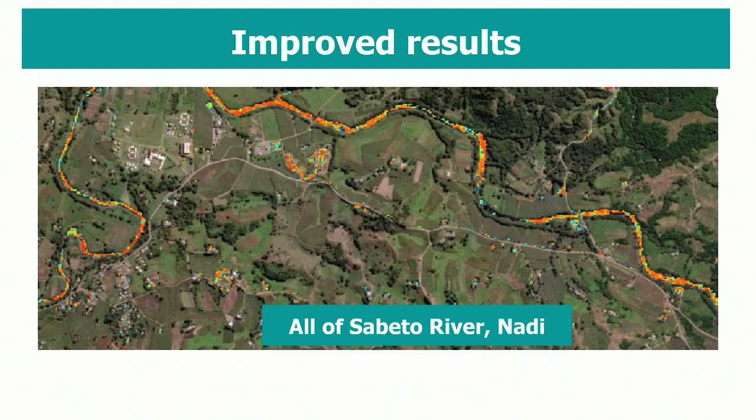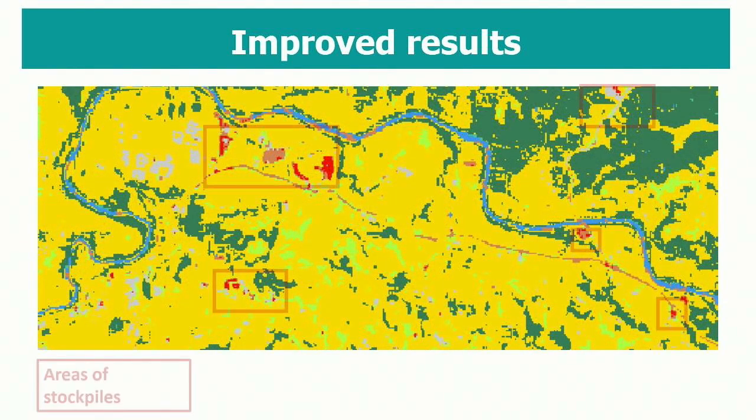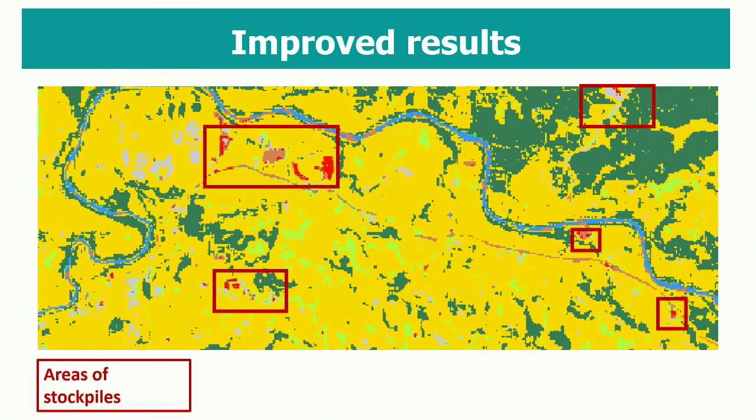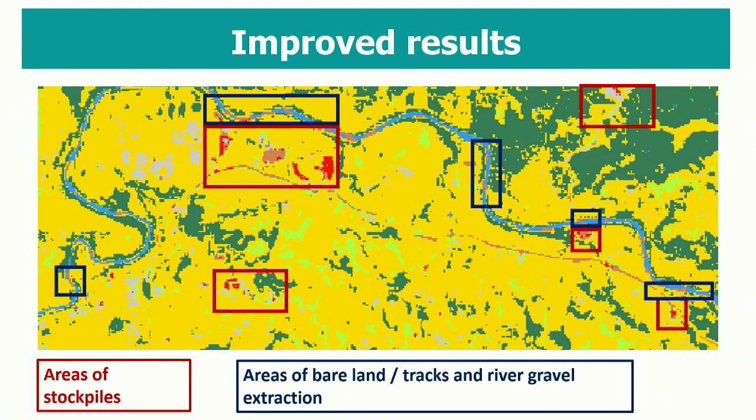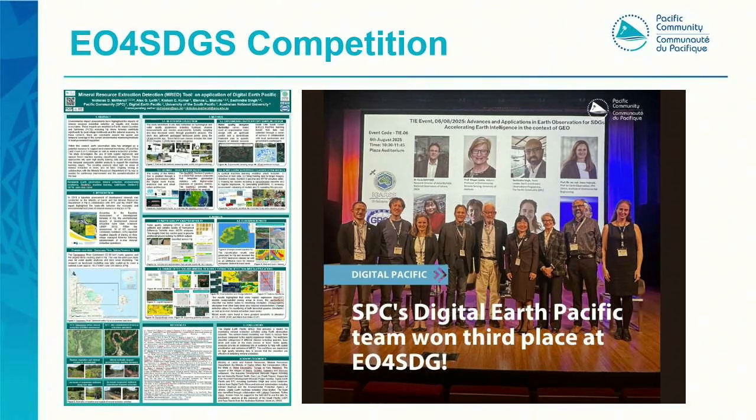We tried a logistic regression or a MaxEnt model, but that had a lot of noise, so we switched over to a classifier, which helped us to reduce that noise to identify areas of stockpiles in red, and then potential areas where river extraction was occurring in blue. This is also aided by time series change detection, and we contributed this work to the Earth Observation for SDGs competition, and SPC was able to get into third place for that and raise more awareness of this work.